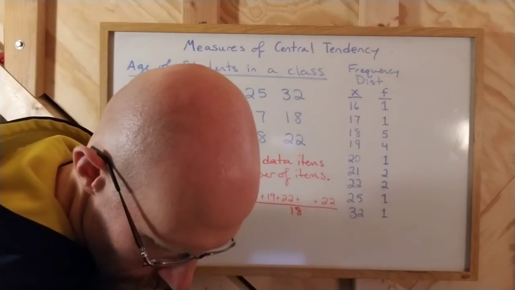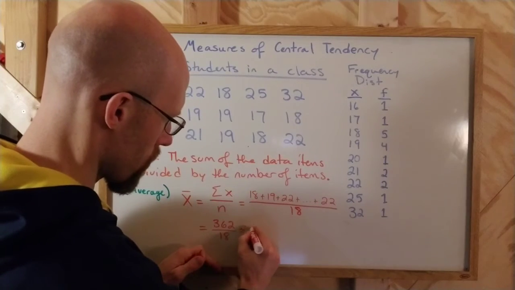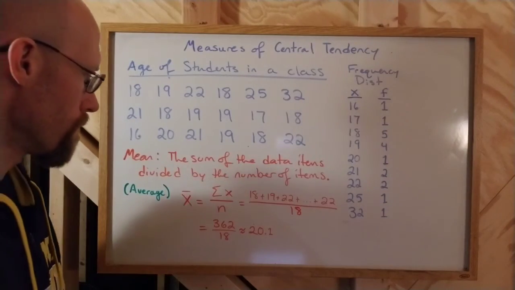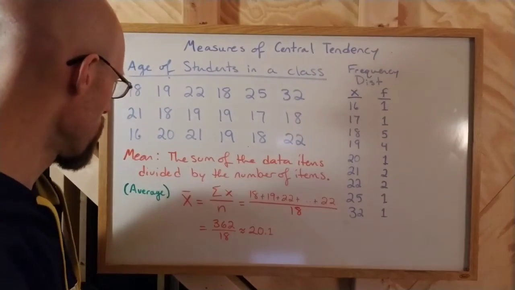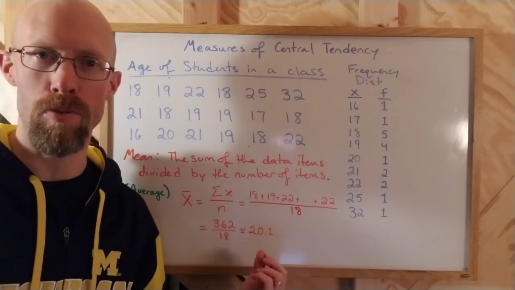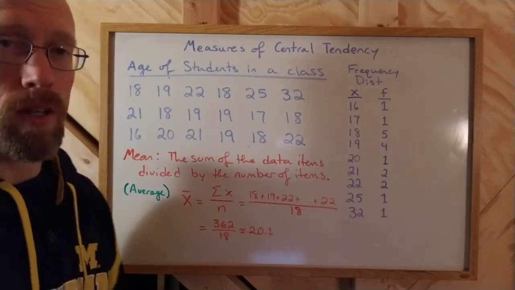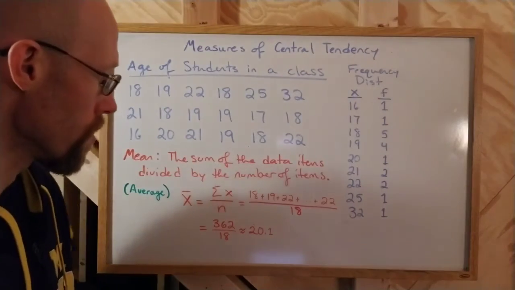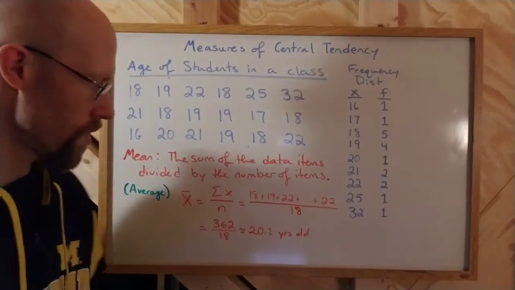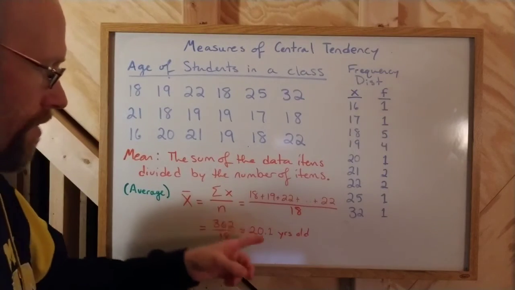And if I divide that by 18, I get approximately 20.1. Now it's 20.1 repeated, 20 and 1/9. So the mean is not an actual value in the data, but it's in between. It's between 20 and 21, but very close to 20. So we could say the mean is around 20 years old. Very close to 20 and 1/9, because it's a repeated one. So anyway, that's our average or mean.